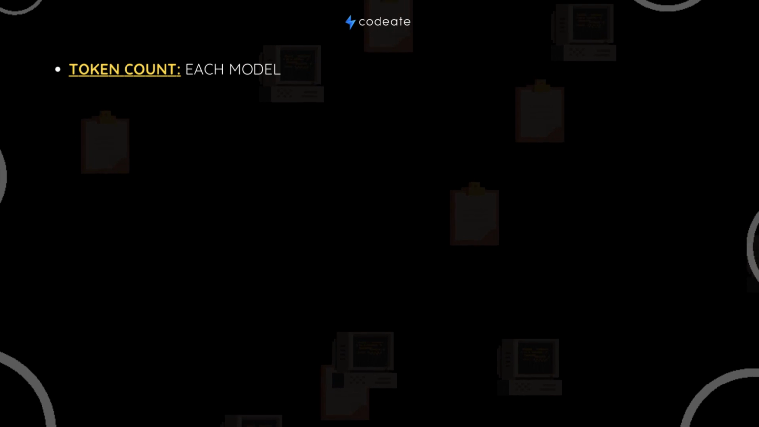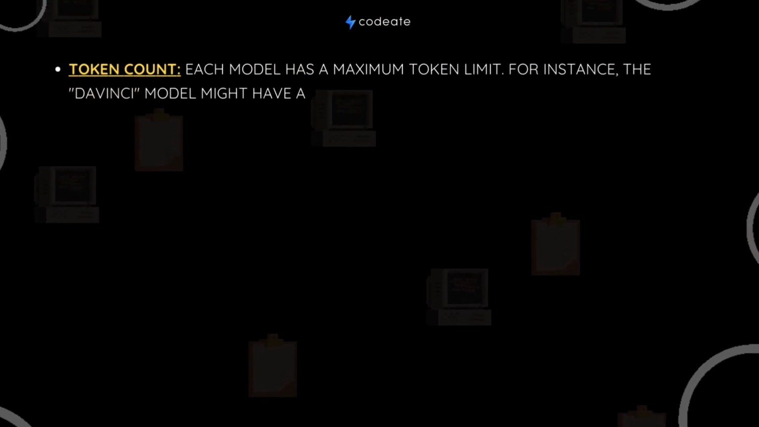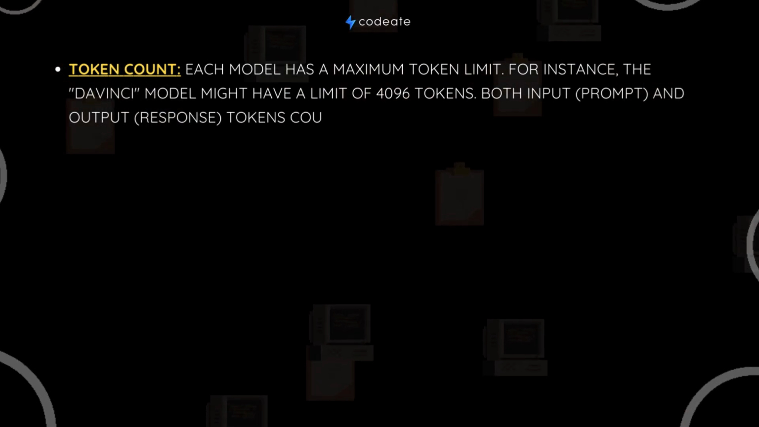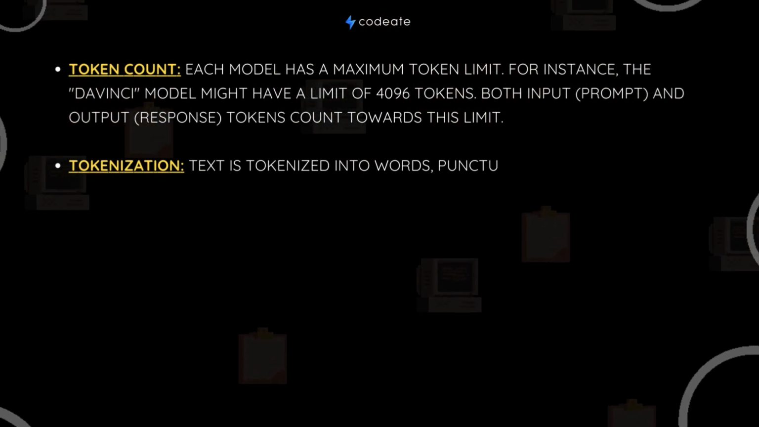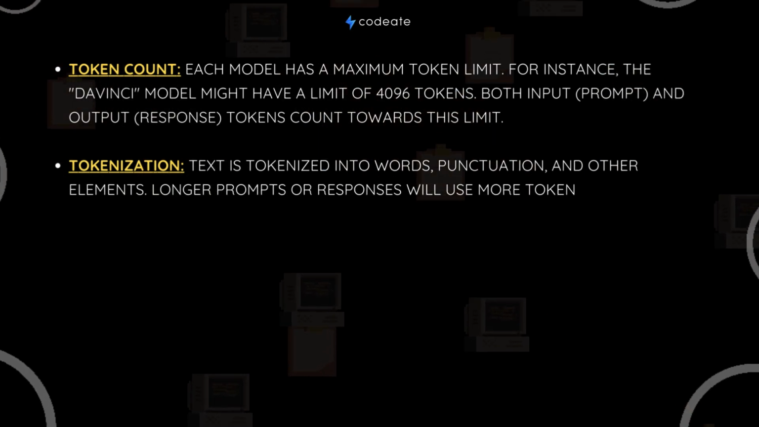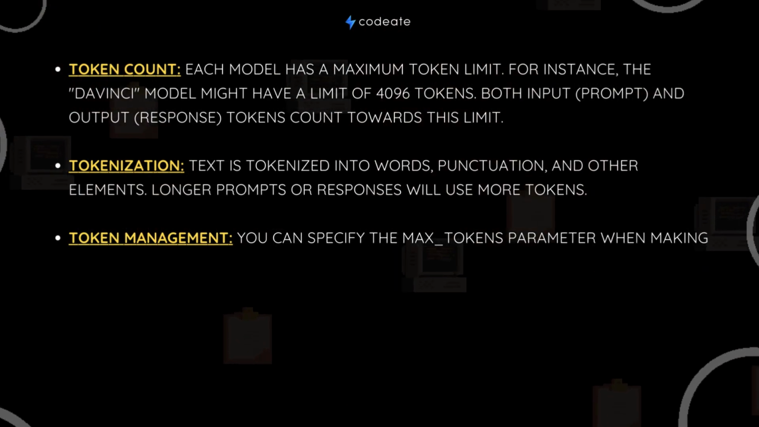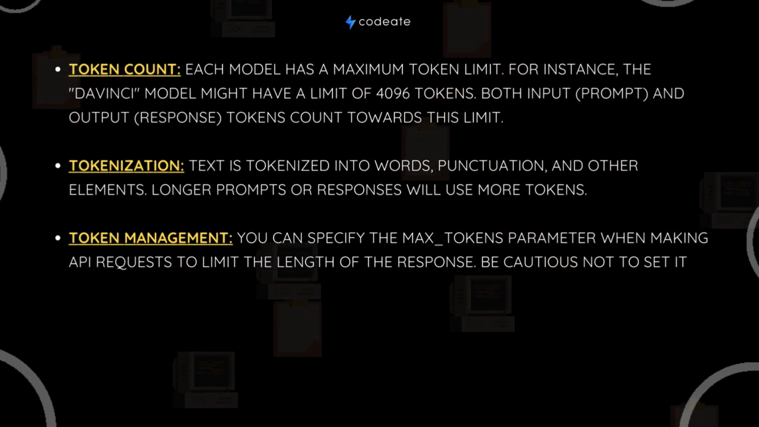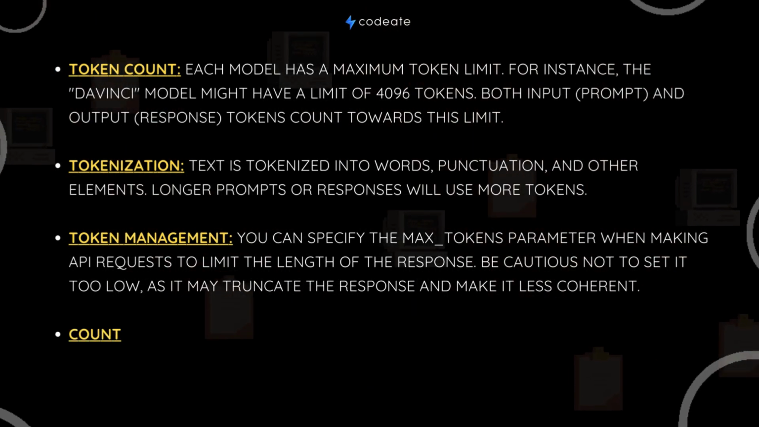Token count. Each model has a maximum token limit. For instance, the Davinci model might have a limit of 4,096 tokens. Both input (prompt) and output (response) tokens count towards this limit. Tokenization. Text is tokenized into words, punctuation, and other elements. Longer prompts or responses will use more tokens. Token management. You can specify the max_tokens parameter when making API requests to limit the length of the response. Be cautious not to set it too low, as it may truncate the response and make it less coherent.